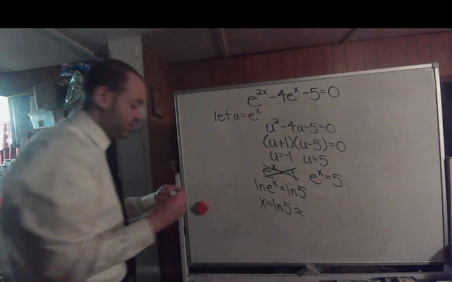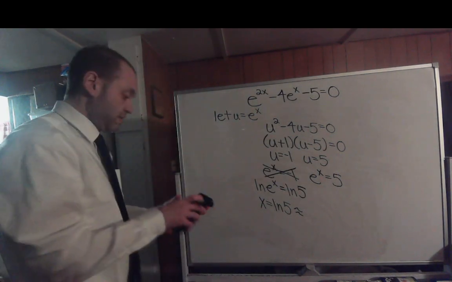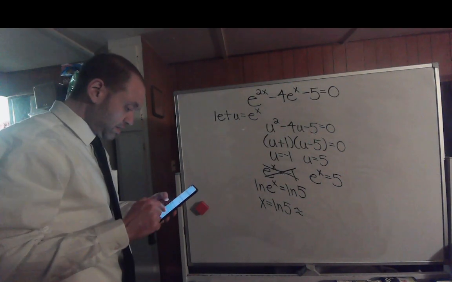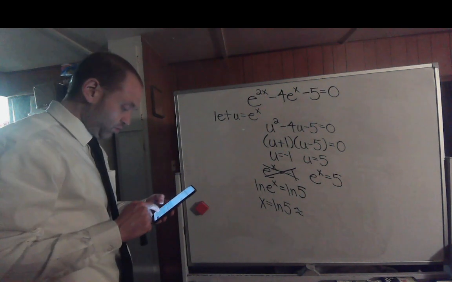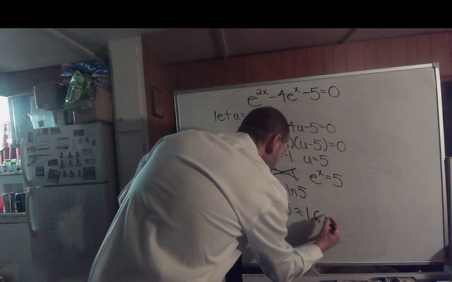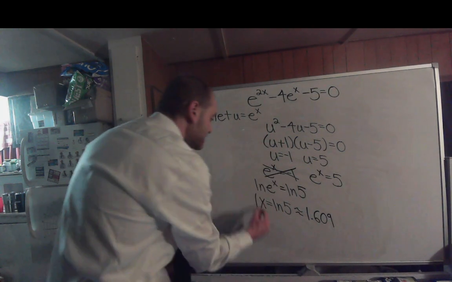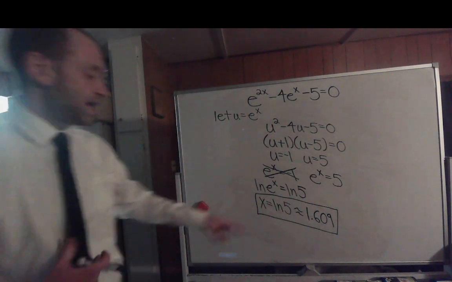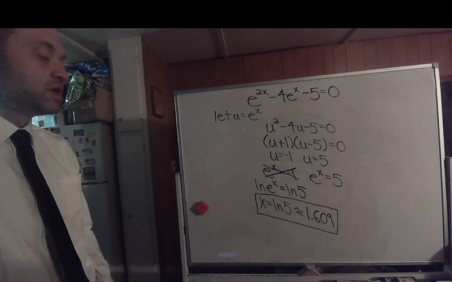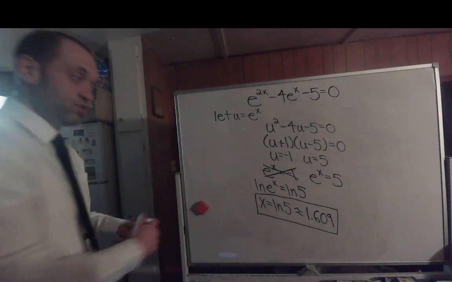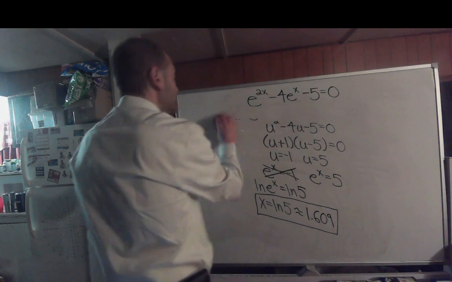And then we could get a 3 decimal place approximation. All right, natural log of 5, 1.609. So you get that x equals approximately 1.609, or exactly the natural log of 5. So you can get extraneous solutions when trying to solve these.